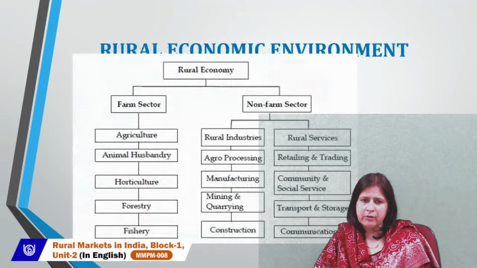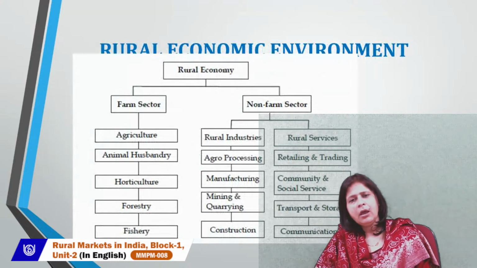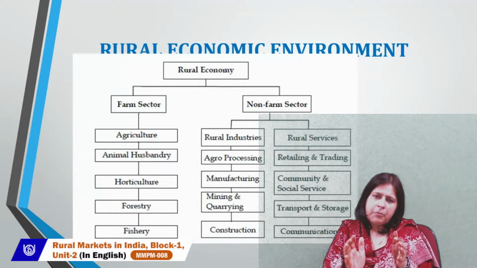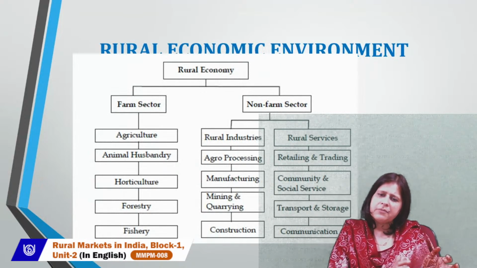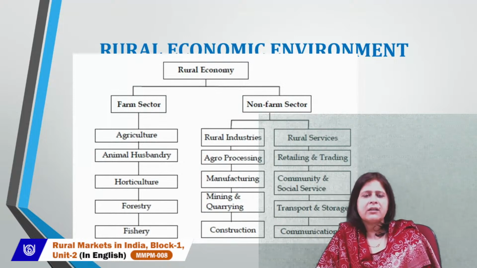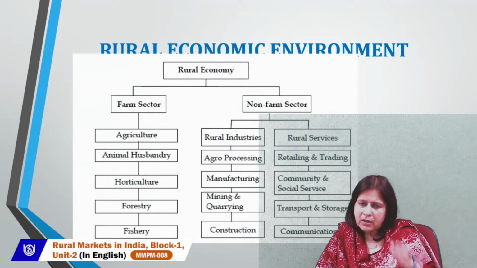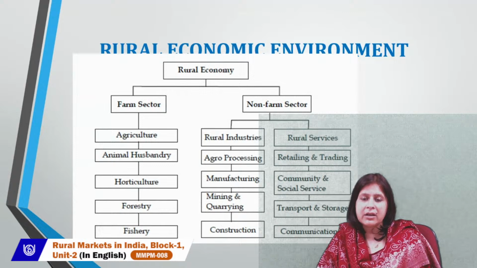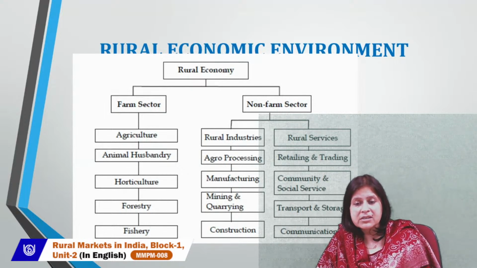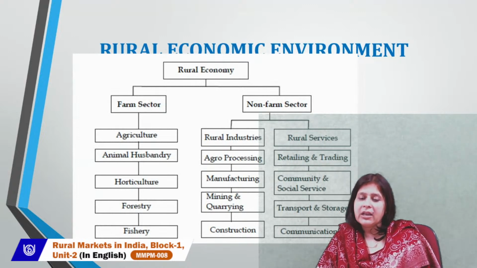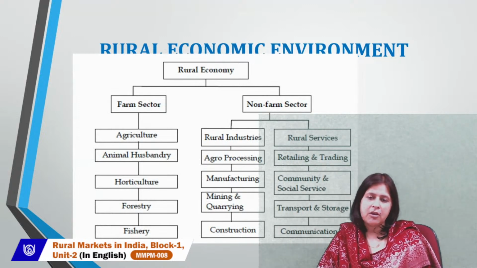Now, the rural economic environment. The rural economy could be categorized into two: the farm sector and the non-farm sector. Farm sector includes agriculture, animal husbandry, horticulture, forestry, and fishery. All these come under the farm sector. Non-farm sector includes rural industries, agro processing, manufacturing, mining and quarrying and construction, or rural services like retailing and trading, community and social service, transport and storage, and communication.